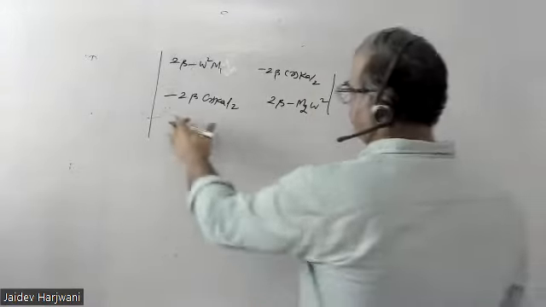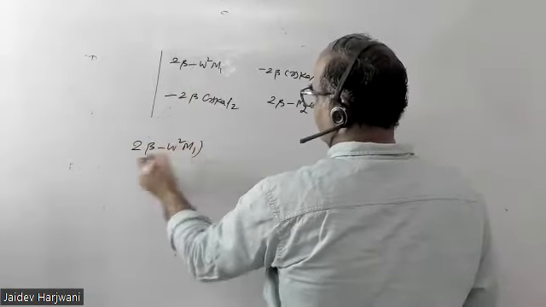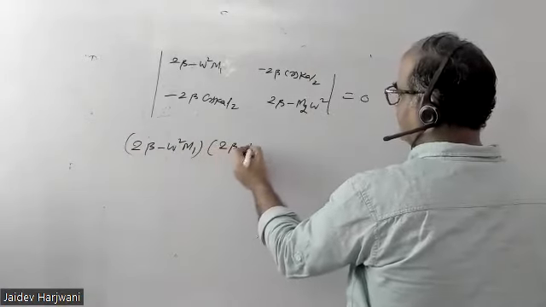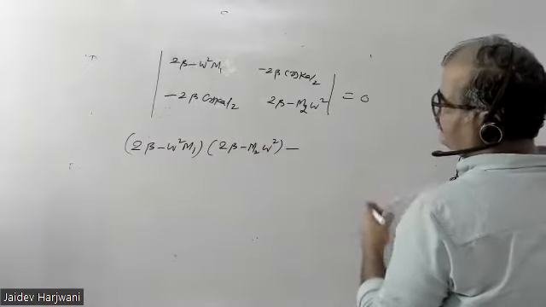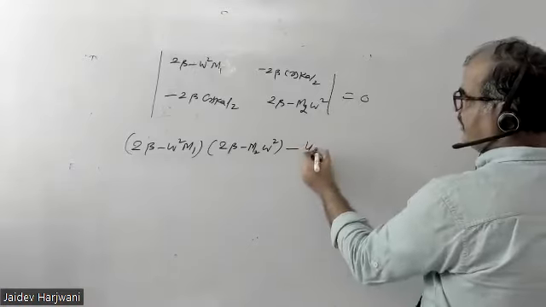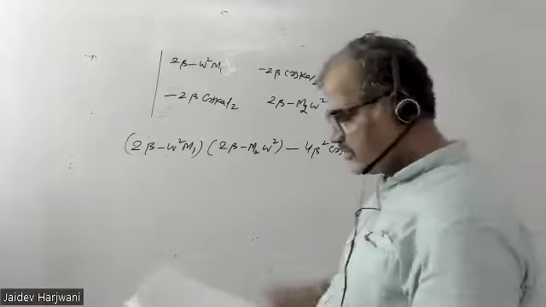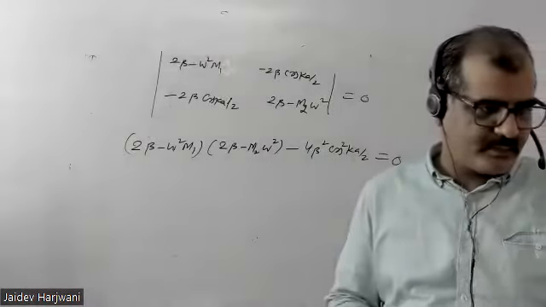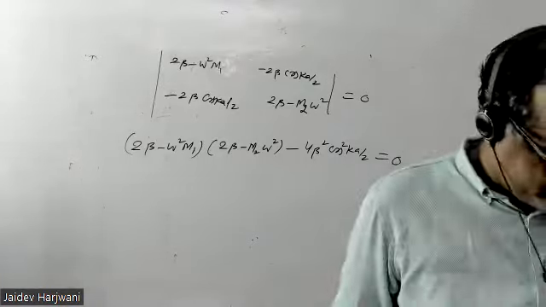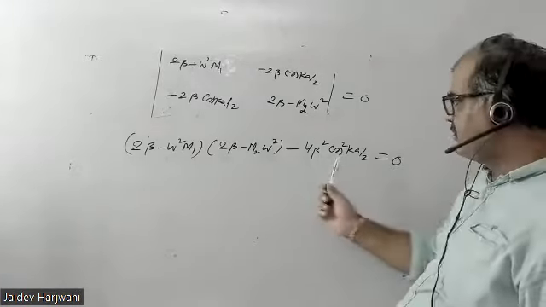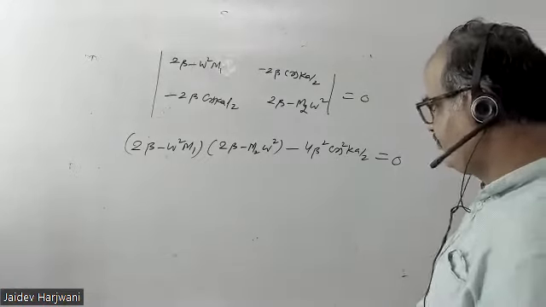If you solve this determinant, I get (2β − ω²m1)(2β − m2ω²) minus 4β² cos²(ka/2) equals 0. So I should get this equation. Now just solve this one and make it a quadratic equation in ω², that is, ω⁴.